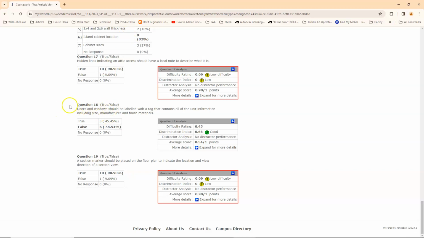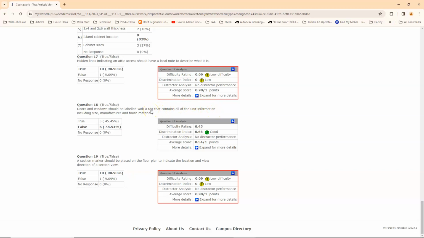And then finally, 18: doors and windows should be labeled with a tag that contains all of the unit information, including size, manufacturer, and finished materials. And I think the wording of that question might be where folks ran into trouble. The doors and windows should be labeled with a tag. The tag does not contain all of those things.